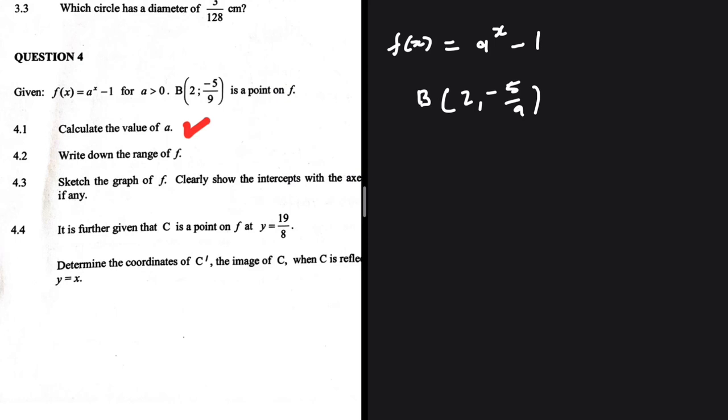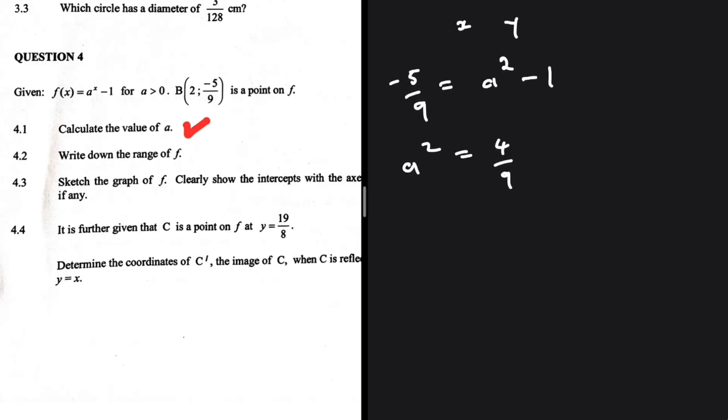It's quite easy to see what we need to do. In place of x, we substitute 2. In place of y, minus 5 over 9. So we're going to have minus 5 over 9 being equal to a to the power 2 minus 1. So a to the power 2 is equal to minus 5 over 9 plus 1, which is equal to 4 over 9.